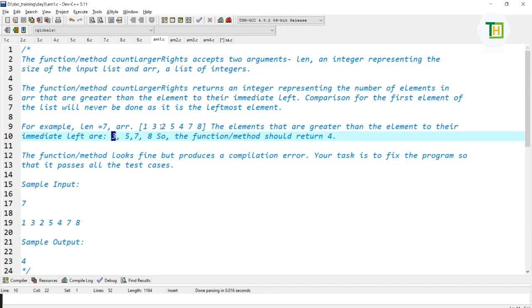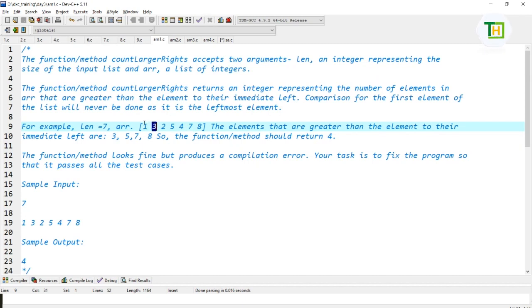And if you consider 2 here, 2 is not larger than 5, so I'm not considering 2 here. And 5 is larger than 4, so I'm considering this value also. And 4 is not larger than 7, so I'm not considering 7 here. Not considering right values, sorry, left values. Here 3 is larger than 1.